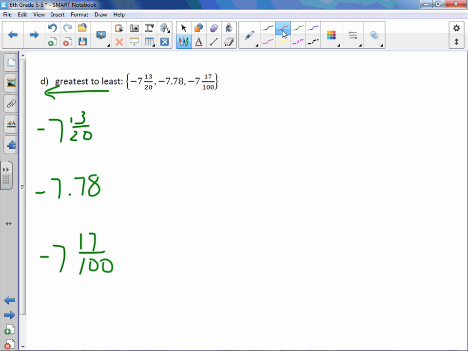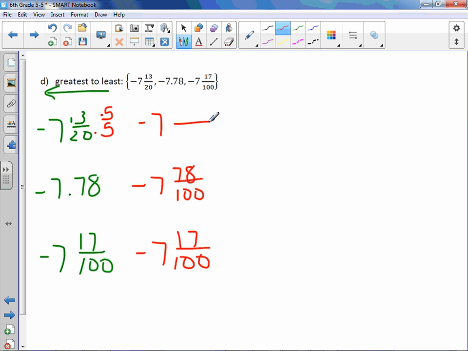So this would be negative 7 and 78/100. I'm going to leave the denominator as 100 and bring this one over: negative 7 and 17/100. And this one I can multiply top and bottom by 5 to get a denominator of 100. Let's do some quick math here: 13 times 5 is 65 over 100.